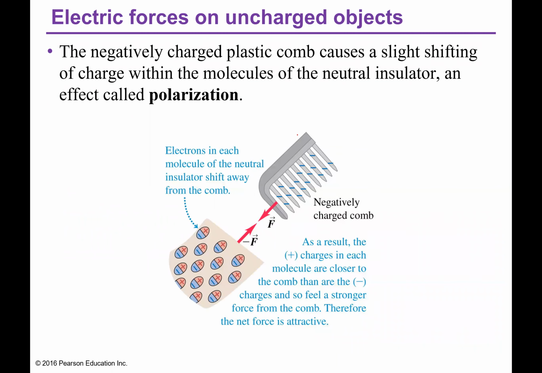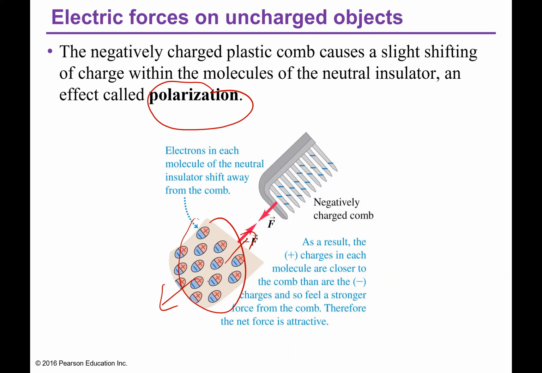So when you charge your comb, let's say by rubbing it on your hair, and you bring it to the paper, let's say some small piece of paper that you have in front of you, what it does here is it polarizes all the atoms inside that neutral paper, where all the positive ones are attracted and all the negative ones are repelled.